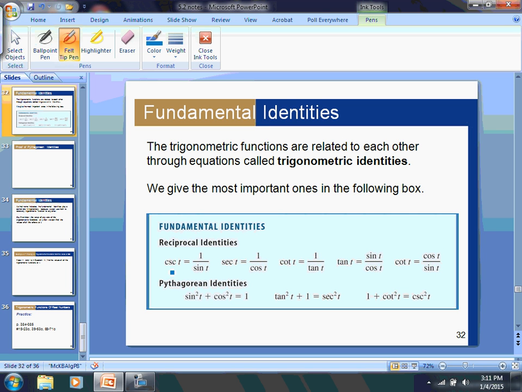We know that cosecant is the inverse of sine, and secant is the inverse of cosine, and cotangent is the inverse of tangent. We know those. And we also know tangent is sine over cosine, and cotangent is cosine over sine. So we know those already.